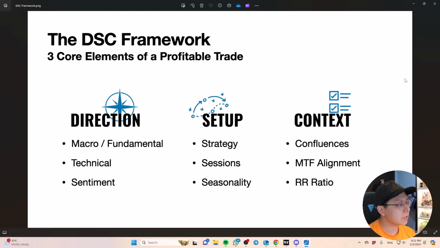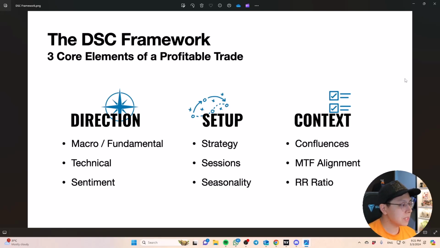So the first thing here is direction. Again, it's common sense that if you want to have a high probability winning trade, you need to determine your directional bias. Directional bias basically just means, through your own way of analyzing the market, do you have a high probability that the market will move up, or is there a higher probability the market is going to go down? You need to first determine your directional bias.